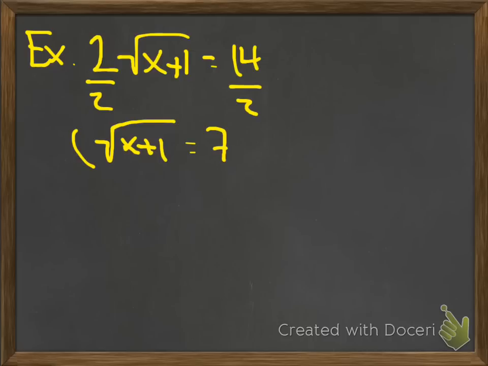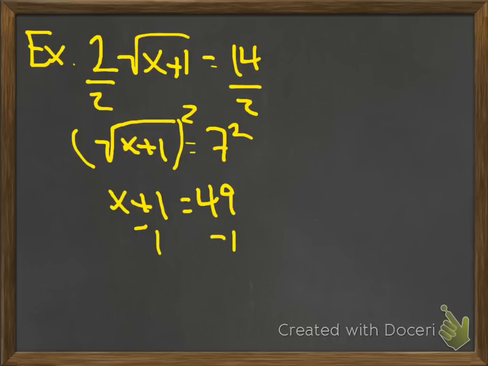Then to get rid of the square root, we're going to square it. So 7 squared is 49. I've got x plus 1 equals 49. Subtract 1, and I've got x equal to 48. Now you should put that back in to double check that the solution is okay, which 48 plus 1 is 49. Square root of 49 is 7, times 2 is 14. So that does balance it out and does equal. So you should always double check your answers like that.